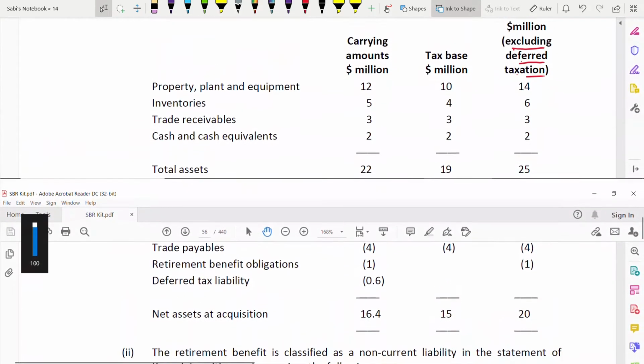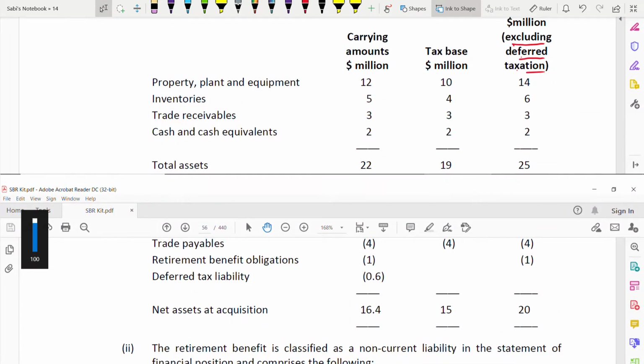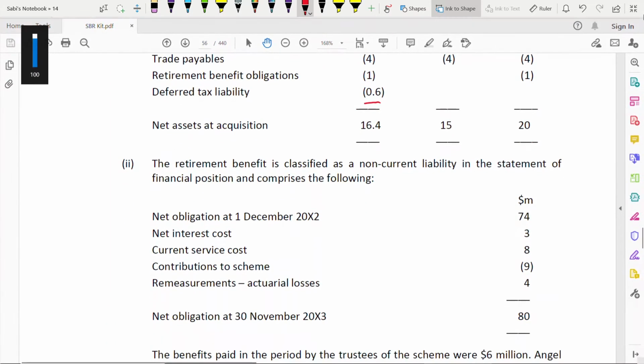So here, if you see the carrying amount, it takes deferred tax liability. But in the fair value adjustments they excluded the deferred taxation. Then the second one we have is retirement benefit, which is classified as a non-current liability in the statement of financial position.